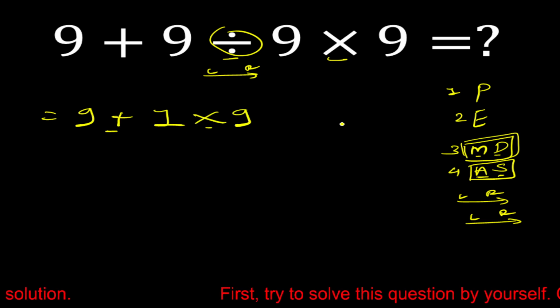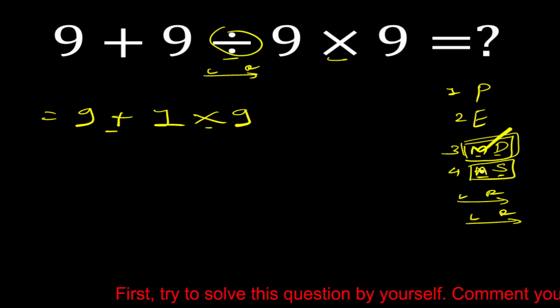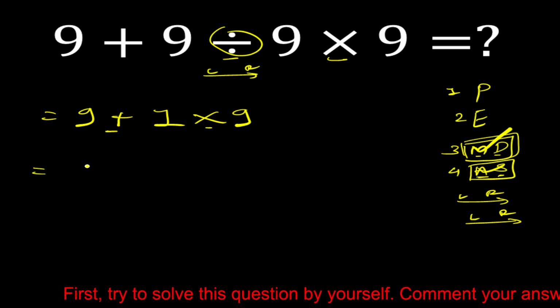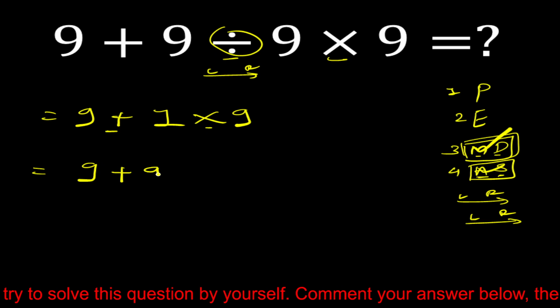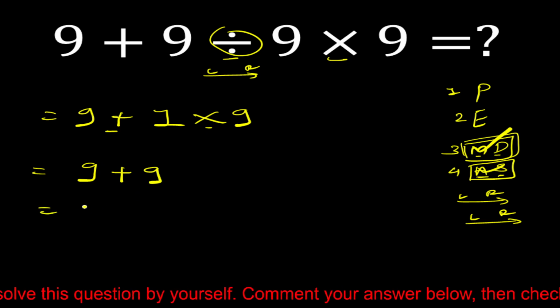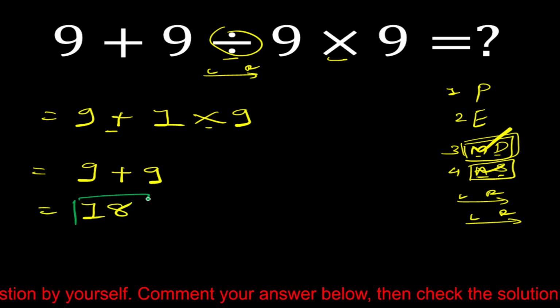Now here is addition and here is multiplication. So multiplication has first priority, then we have to solve addition. So 9 plus 1 multiply 9 is equal to 9. So 9 plus 9 is equal to 18. So the correct answer is 18.